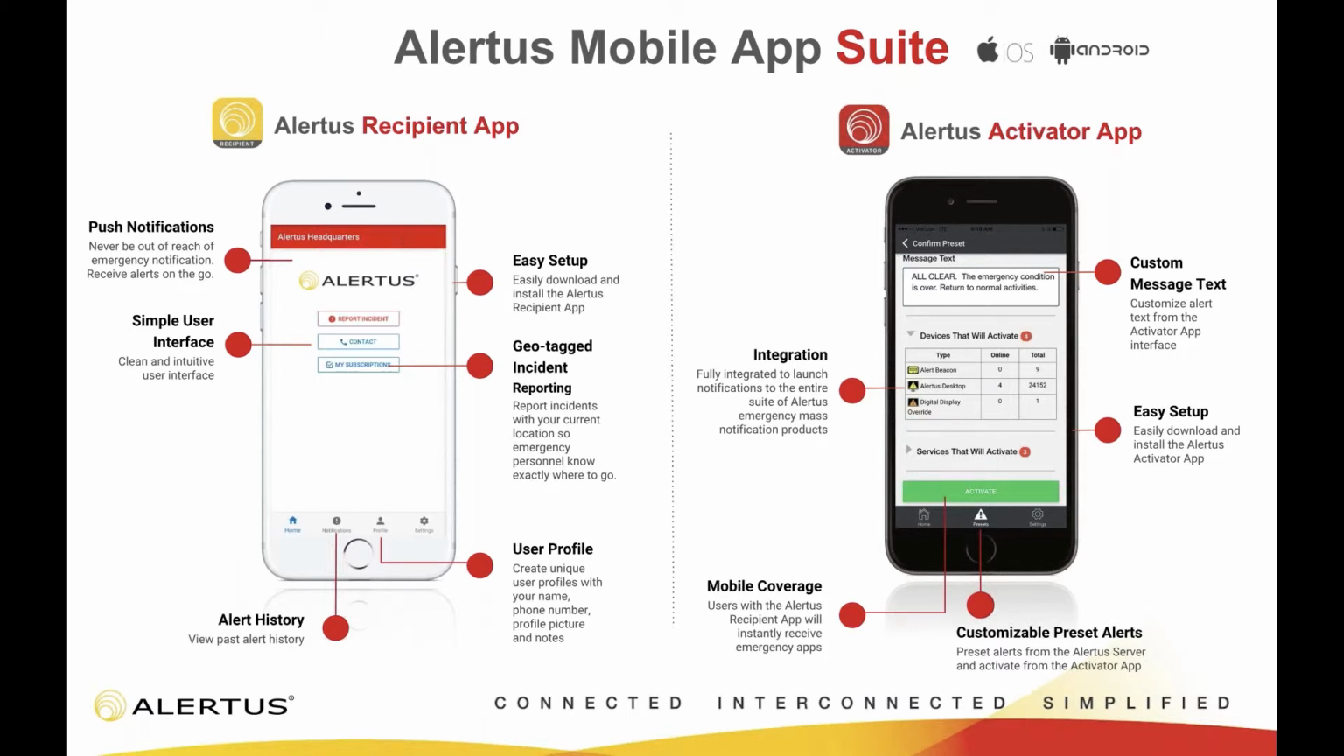On the left side, as we mentioned earlier, with our ability to notify everybody individually on a personal level, the Alertus recipient app is a very easy option to get push notifications, but just talk internally.